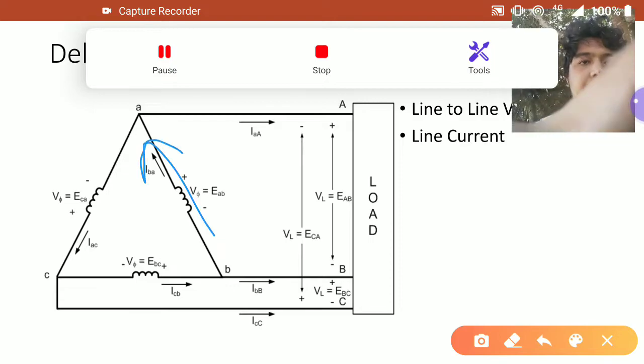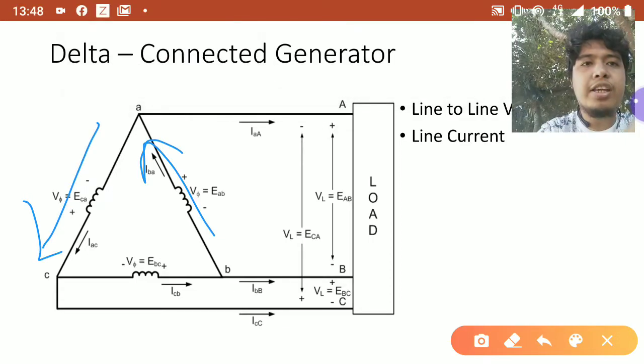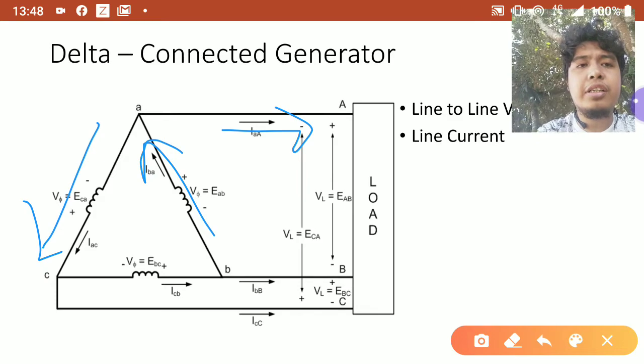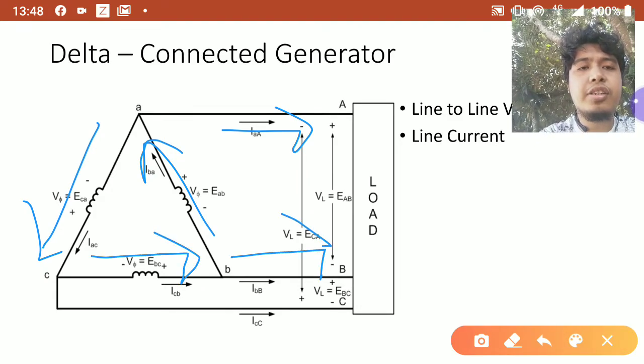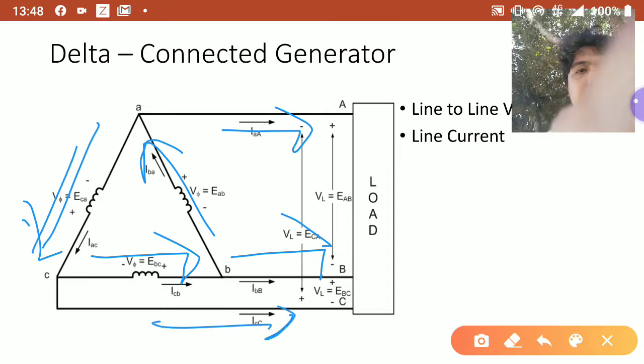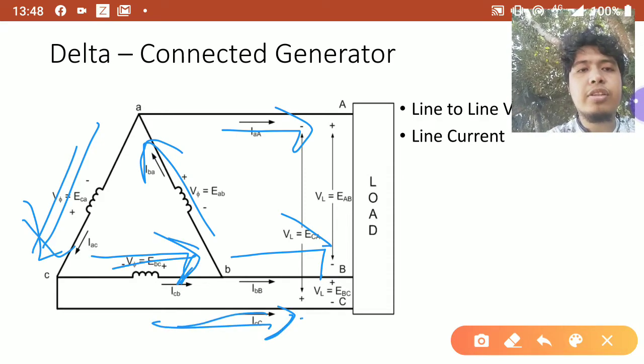So these are your currents here. If you perform KCL, you get this line current here. If you perform KCL on this current, you get this line current here. If you perform KCL on these two, then you get this line current.